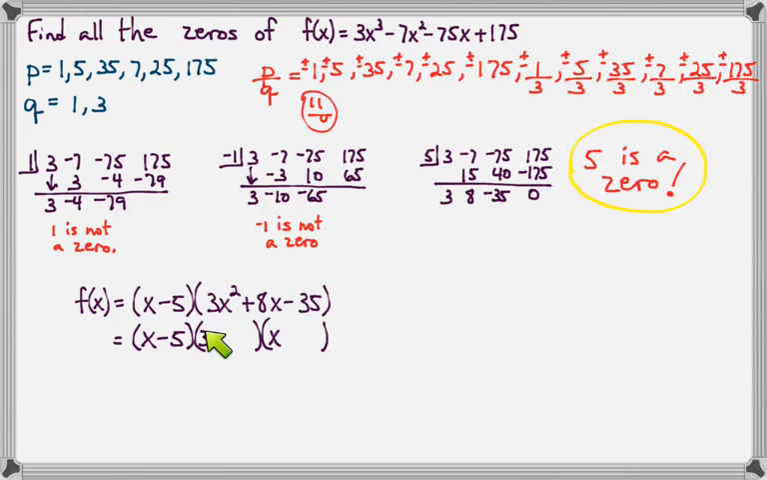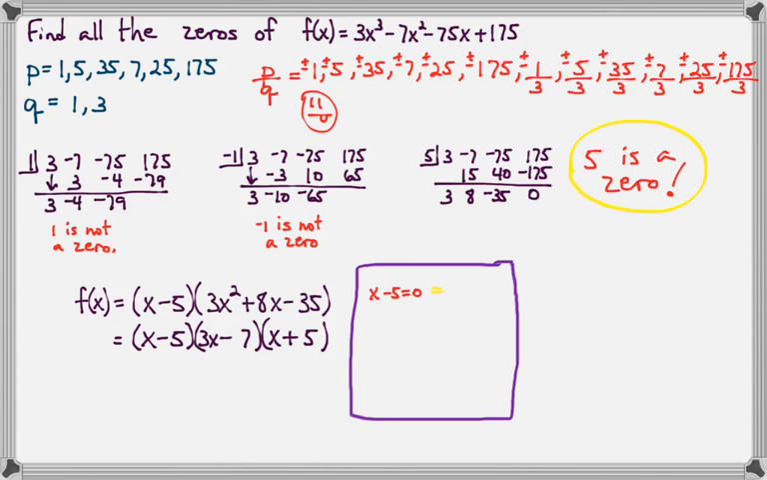3x squared breaks down into 3x times x. The signs in my parentheses will need to be different. And last times last has to be 35, so that'll be 5 times 7. And let's make sure that outer plus inner is going to do right. 3x times 5 makes 15x. Negative 7 times x makes negative 7x. 15x minus 7x makes 8x. So these are the three factors for our function, and each factor is going to give us a solution.